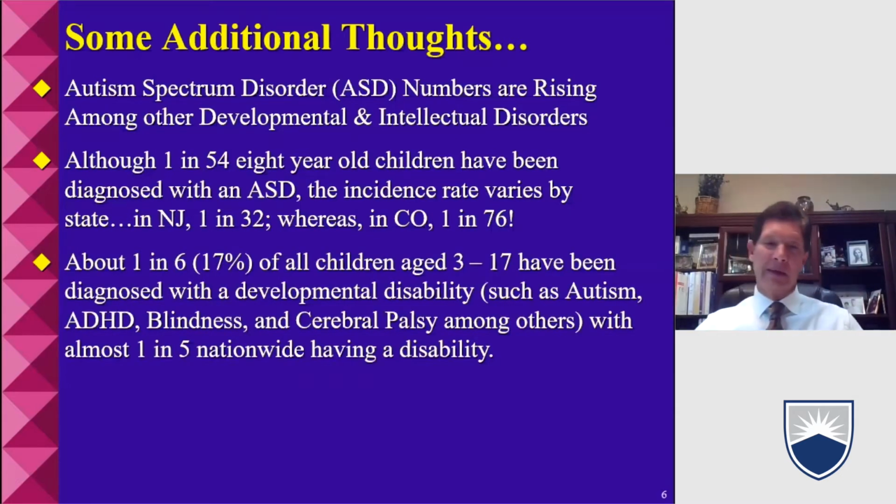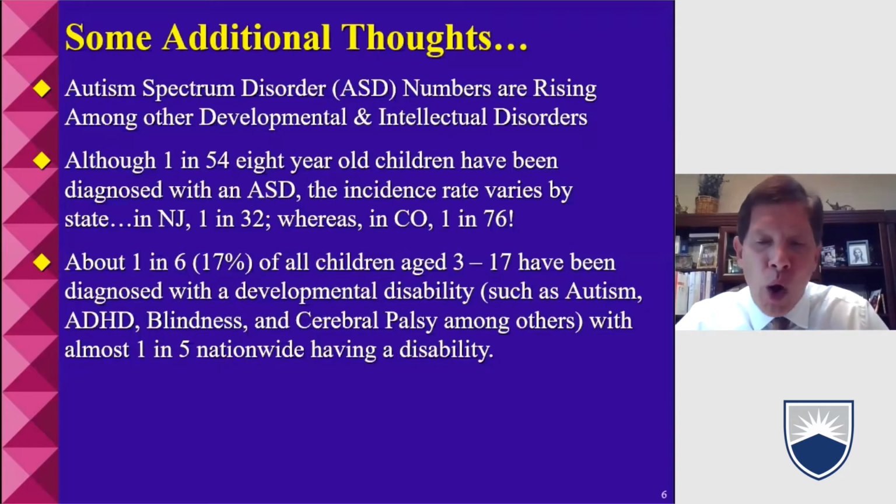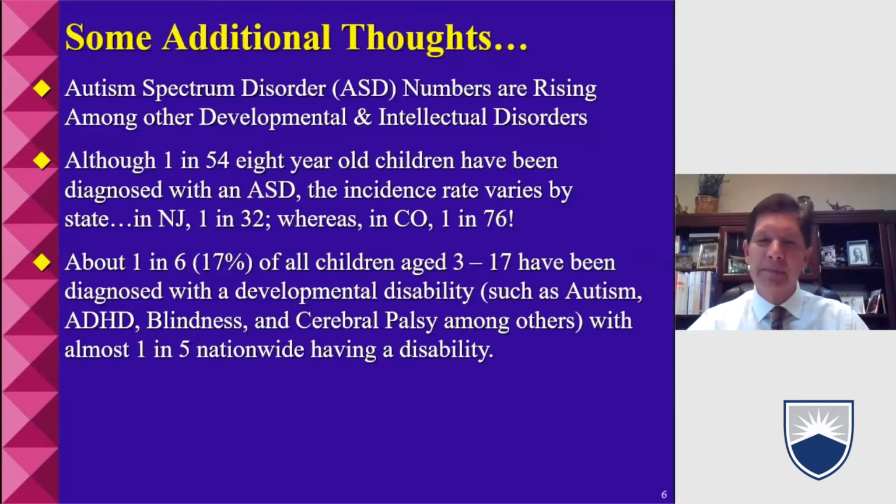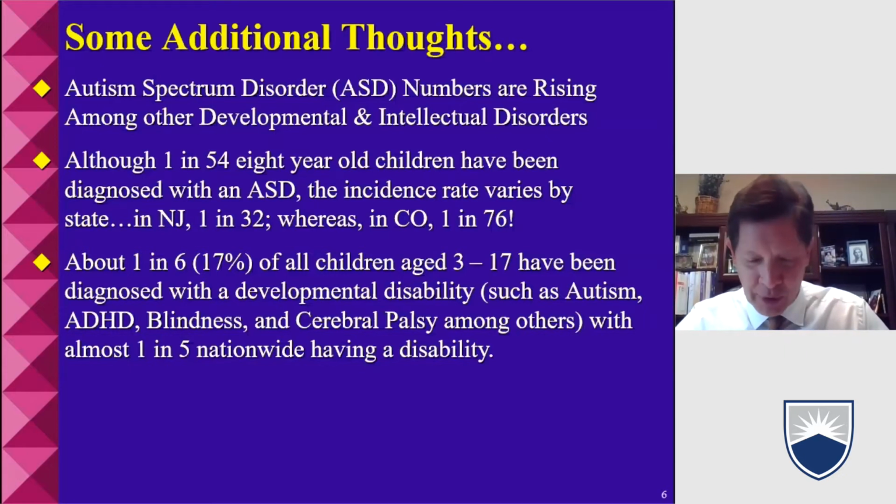This is what really caught my attention. About 1 in 6, 17% of all children aged 3 to 17 have been diagnosed with a developmental disability, such as autism, ADHD, blindness, cerebral palsy, with almost 1 in 5 nationwide having some form of disability. I was looking at the 1 in 6, and I saw a great comment yesterday, maybe not so great. They said that would equate to the population in the country of California, that 1 in 6. It's a crazy number.